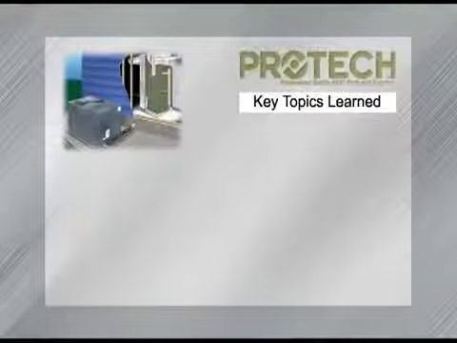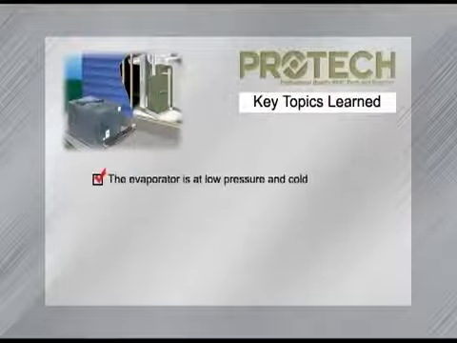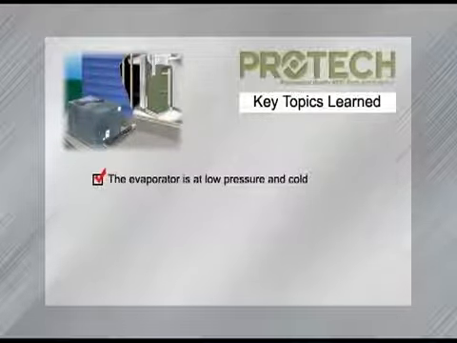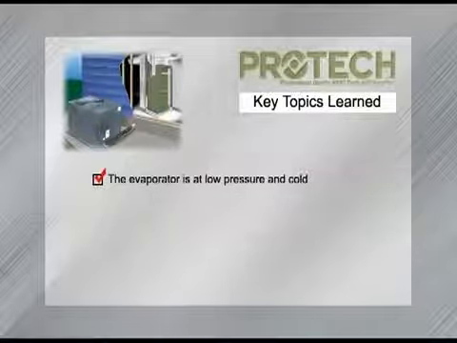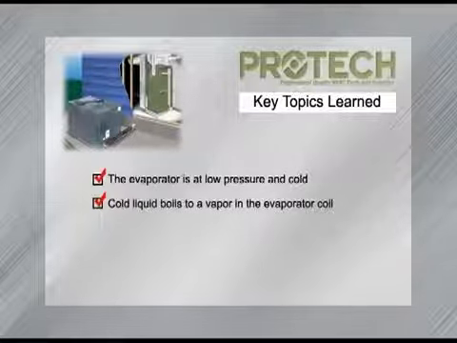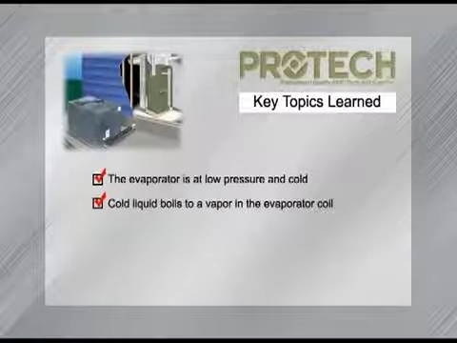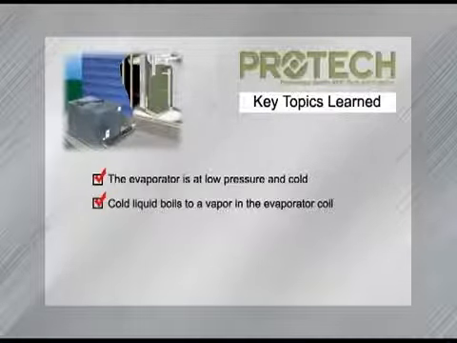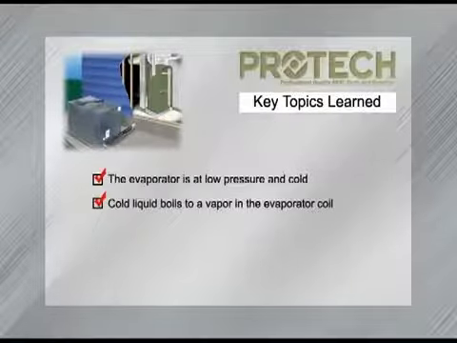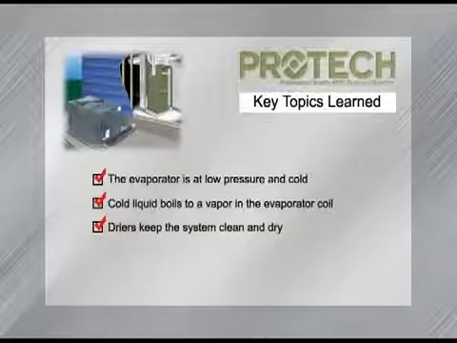Let's review key topics just reinforced. We reinforced the understanding that evaporator coils operate at low pressure and are very cold. Remember, hot goes to cold. We also reinforced our understanding that cold liquid that enters the evaporator coil is boiled off to a cold vapor. The vapor travels in the suction line to the outdoor condensing unit and may encounter a dryer called a suction line dryer. The dryer keeps the system clean and free of moisture.